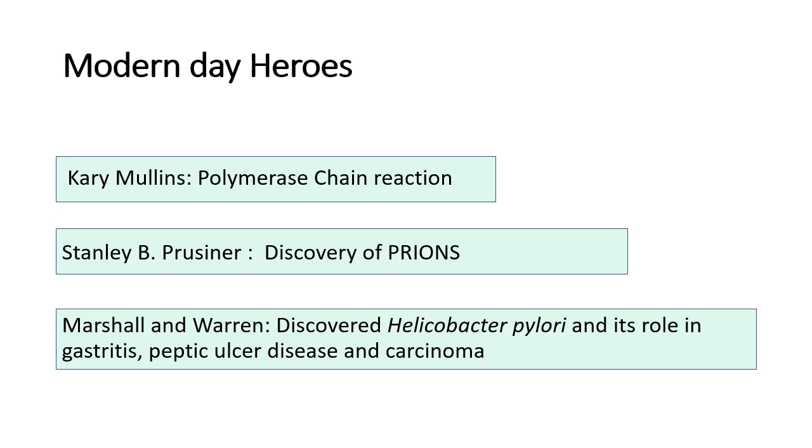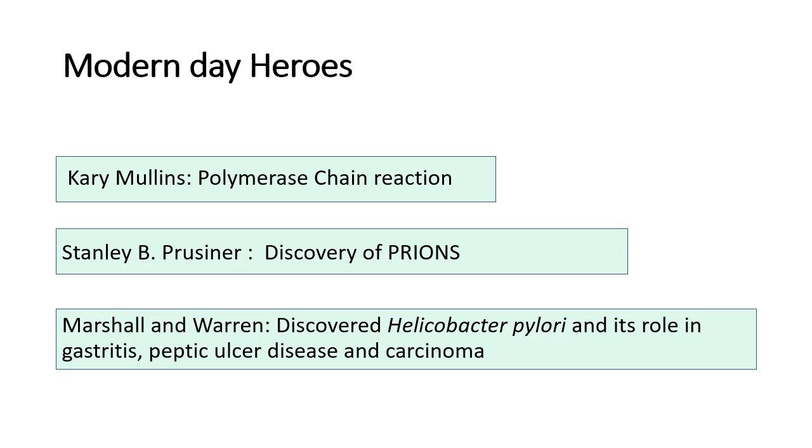Other modern day heroes are Kary Mullis, who discovered the polymerase chain reaction. So now we can amplify DNA, and we can look. So your COVID-19 is really being detected by real-time PCR, which is just a modification of polymerase chain reaction, because viruses we cannot grow easily. So the best way for looking for them is by amplifying their RNA. So RNA can be converted to DNA, which can then be amplified.